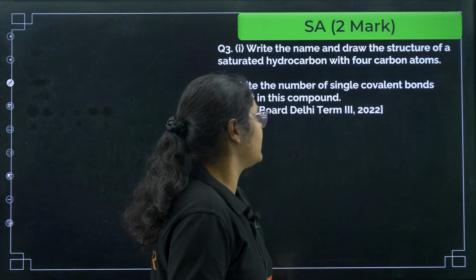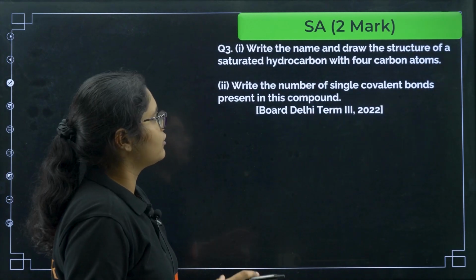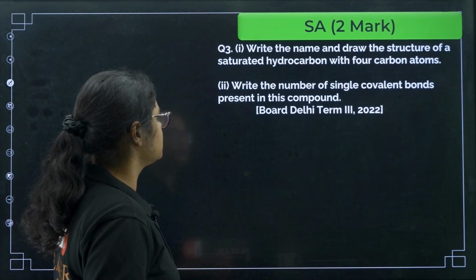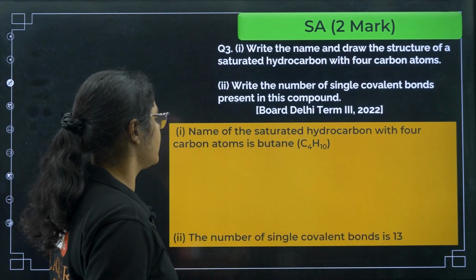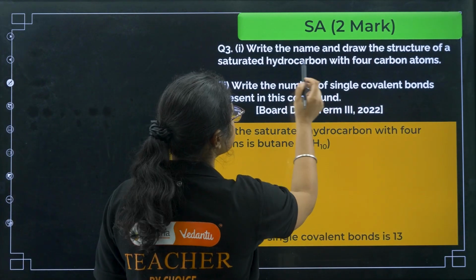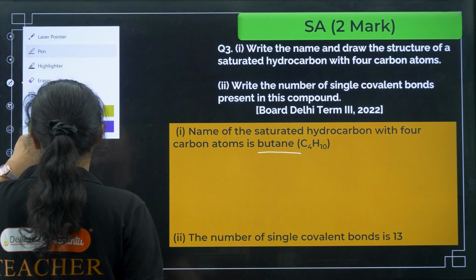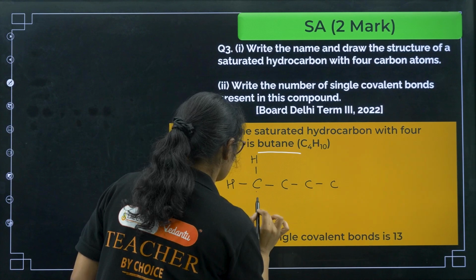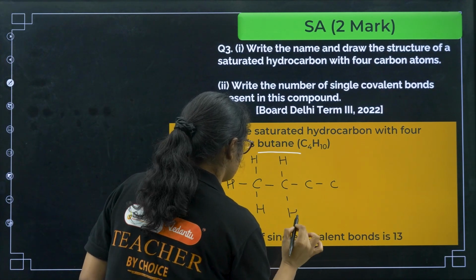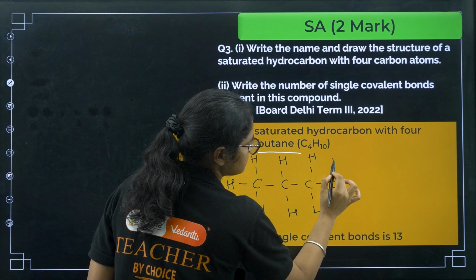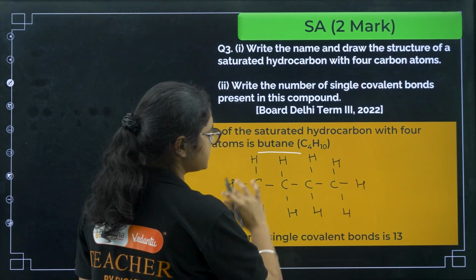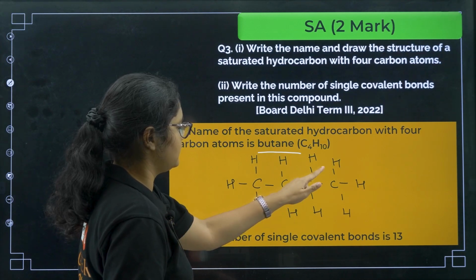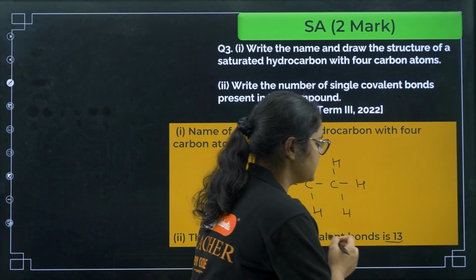Now let us see the next question. Write the name and draw the structure of a saturated carbon compound with 4 carbon atoms, and write the number of single bonds present in this compound. The saturated compound with 4 carbon atoms is called butane. Now if I draw the structure of butane, it is like this. This is the structure of butane, and how many sigma bonds are there? 1, 2, 3, 4, 5, 6, 7, 8, 9, 10, 11, 12, 13. So you will get 13 sigma bonds.